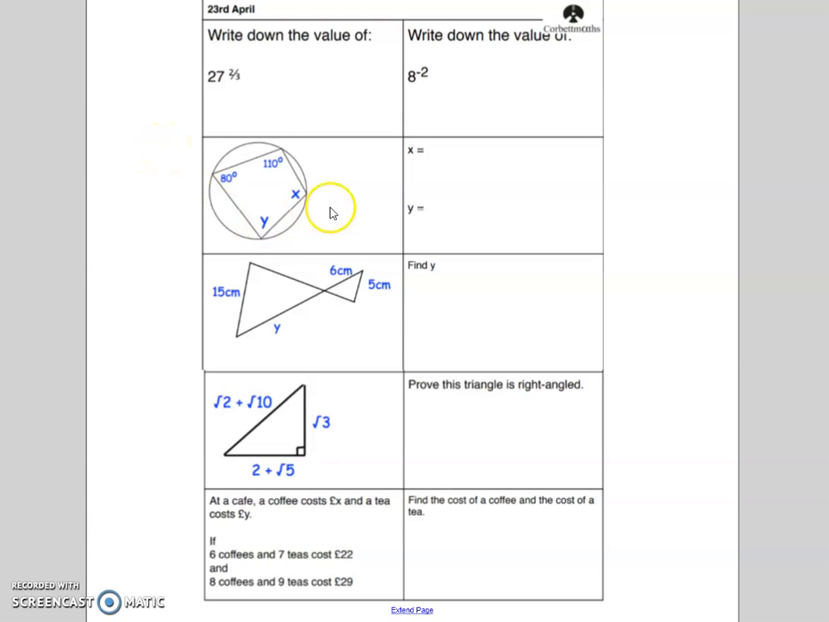Just think about the questions carefully. You should be quite comfortable with the circle theorem one. This one here, similar shapes. This one here, read the question carefully, and you've got some simultaneous equations there. So press pause and have a go.